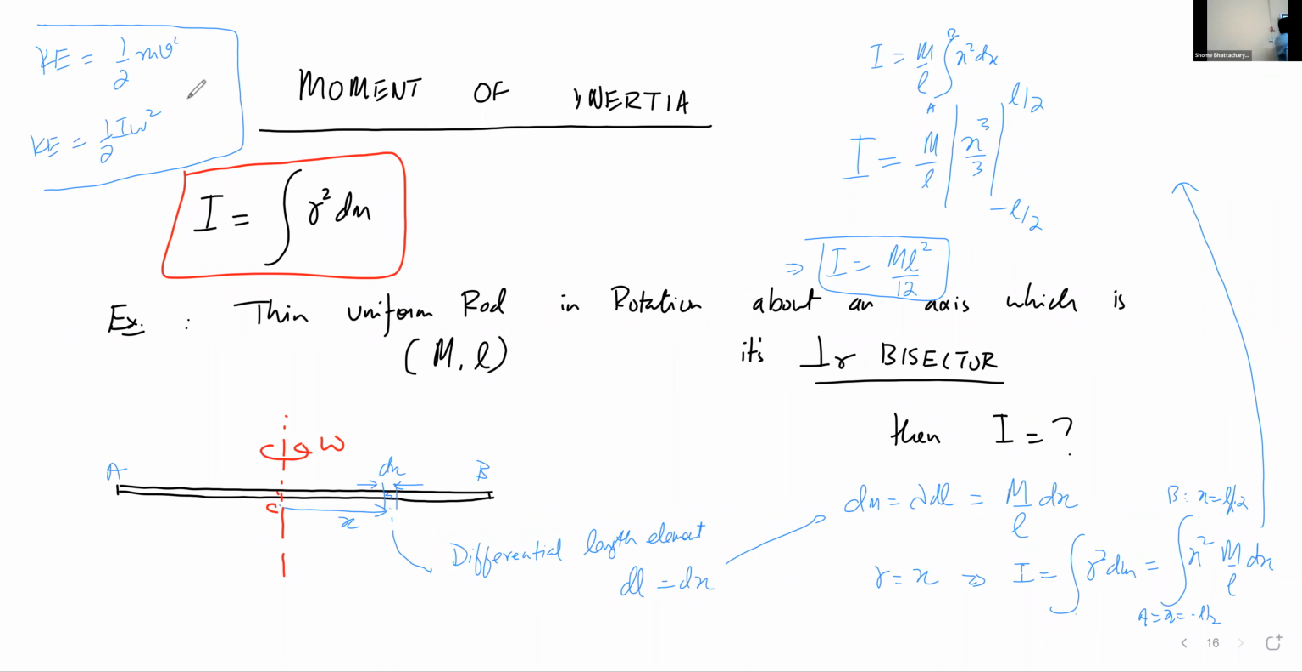So between these two, pure translation and pure rotation, you can see that just like v and omega have an analogy, v is to do with velocity in linear motion, so omega is to do with angular velocity in angular motion. Like that, m is the inertia property in translational motion, whereas I is the property of inertia in rotational motion. So that is the analogy. Yes.